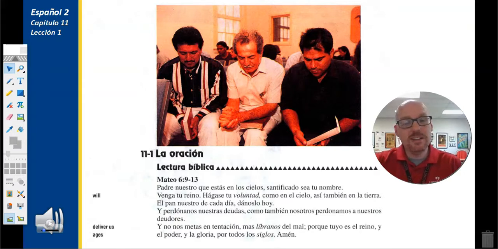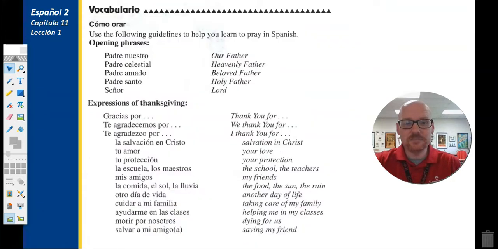You work through that and make sure that you have that memorized. By the time we get to the end of chapter 11, you will need to be able to say that out loud for me. You will be graded on both memorization and pronunciation. So make sure that you're working on that.